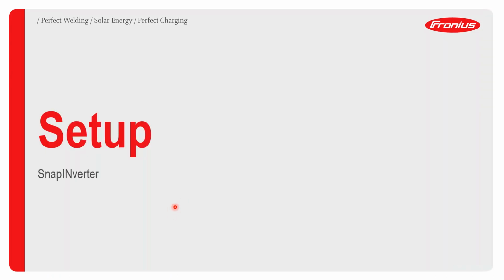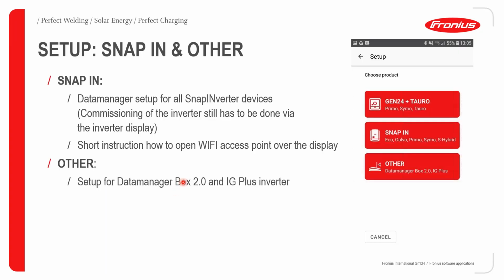Let's now go into how to commission the Snap inverters using the Solar.Start app, the Fronius Solar.Start app. As far as the Snap inverters are concerned, as mentioned, these are all inverters that operate using the data manager. So the data manager is going to allow you to set up the Snap inverters. And just for your information, the initial commissioning of the inverter, which includes selection of country setup, language, and all that, still has to be done via the inverter display.